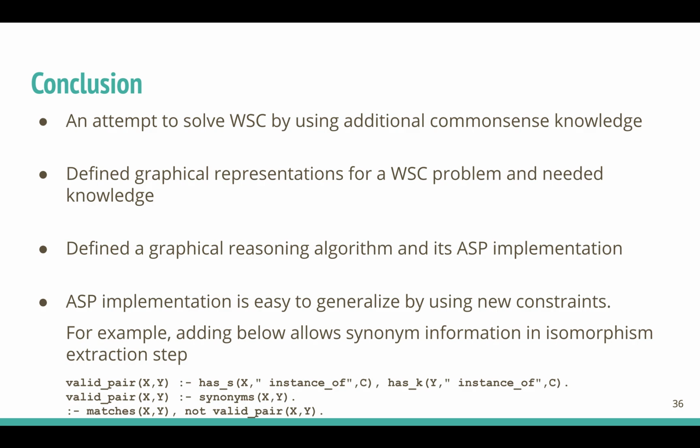For example, adding below rules, which I was mentioning in the section as well, allows synonym information in the isomorphism extraction step. For example, we can just say two nodes are valid nodes if they belong to same concept, and they are also valid if they are synonyms. And we can say that two nodes do not match or they are not part of isomorphism if they are not valid. That way we can add synonym information as well.